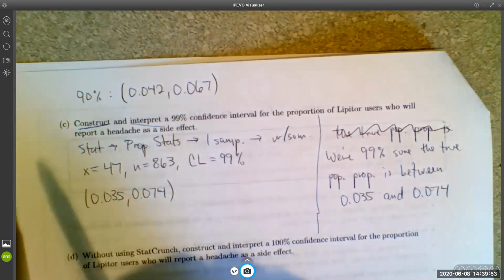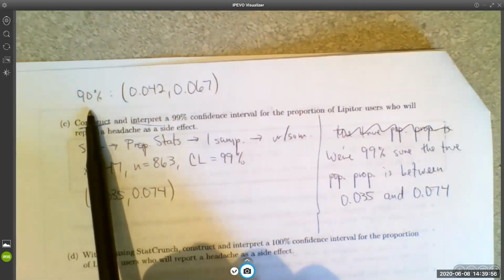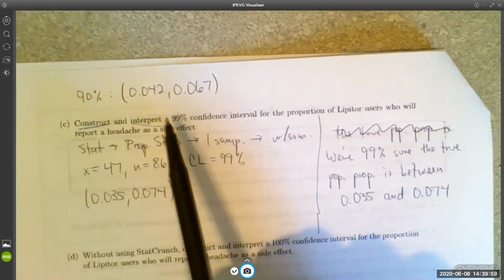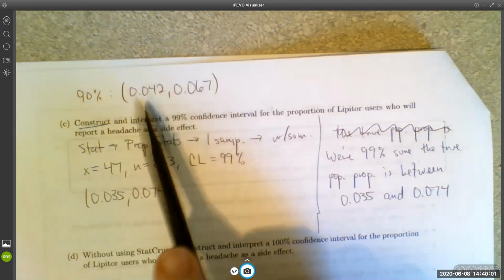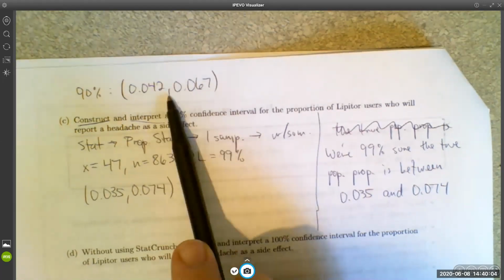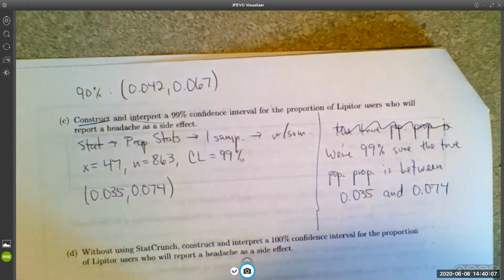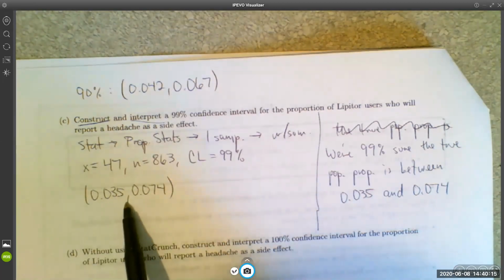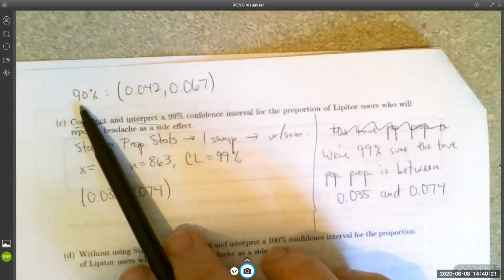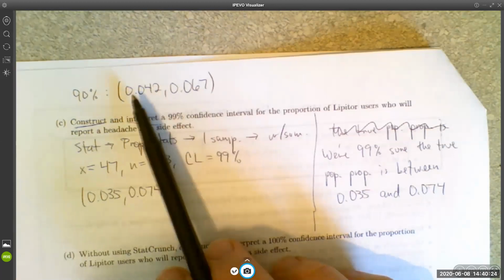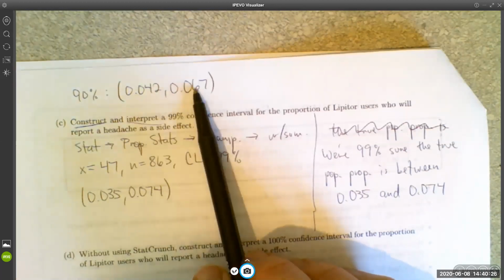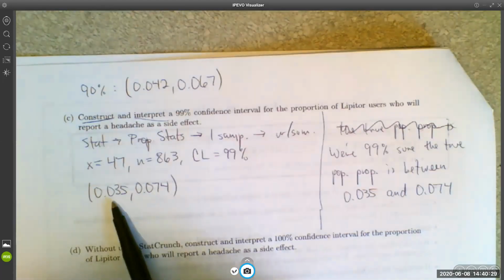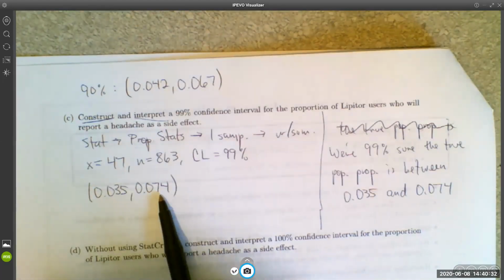So in part B, when we constructed the 90% confidence interval, we said we're 90% sure that the true population proportion is somewhere between 4.2% and 6.7%. But if we wanted to be more certain that our interval actually contains the true population proportion, then we need a wider interval, right? And so while we're only 90% sure that the true population proportion falls somewhere between here and here, we can be 99% sure that it falls somewhere between 0.035 and 0.074, right?